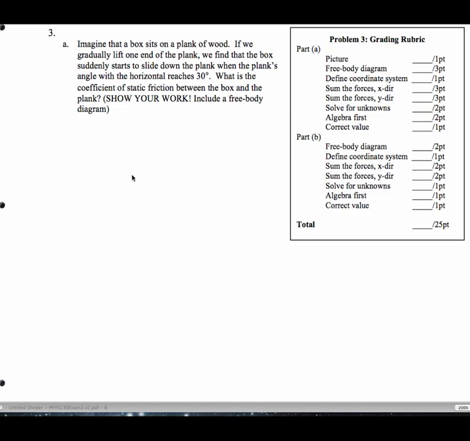Okay, so we have a box on a plank of wood, and we lift the end of the plank of wood, and it starts to slide at an angle of 30 degrees. What's the coefficient of static friction? So we're going to work through the solution to problem 3 here.